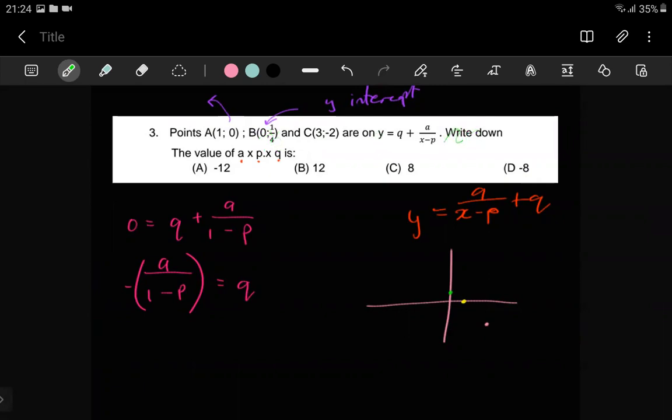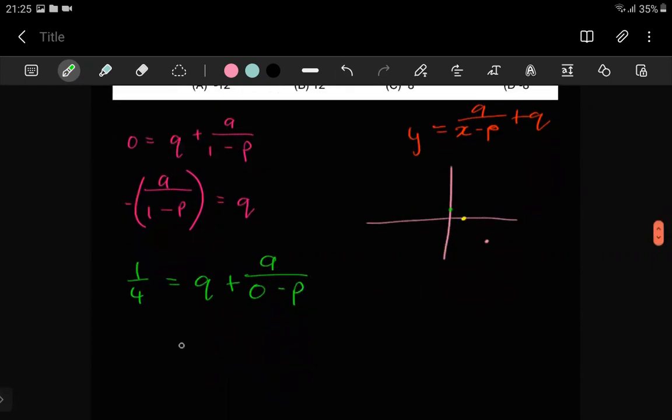Okay, let's put B. So if you put B in our equation, we're gonna have y is equal to... Putting B means y is a quarter. So this is a quarter equal to Q, and then plus A over... what's the x value now? The x value is 0. So this is 0 minus P. Whether we want to use simultaneous equations.